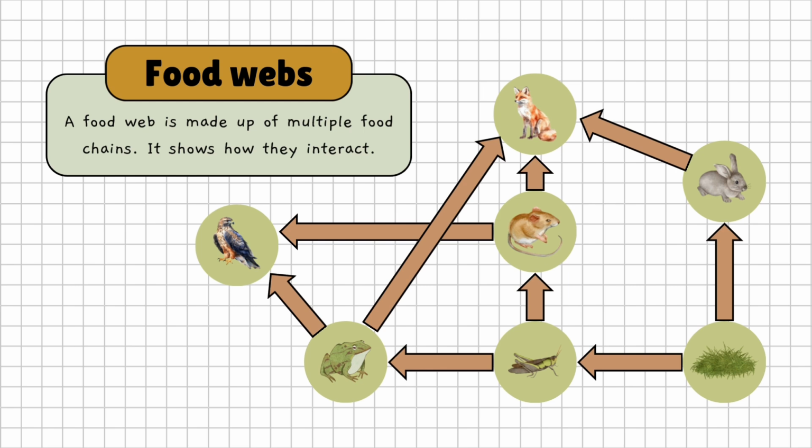Yung grasshopper na kumain ng grass, pwede siyang makain ng frog. And then yung frog, pwedeng kainin ng hawk. And then yung frog, pwede rin siyang kainin ng fox. And then yung mouse, pwede rin siyang kainin ng hawk. So, ganun. Nag-intertwine, nag-overlap yung feeding relationship ng ating animals sa isang food web.